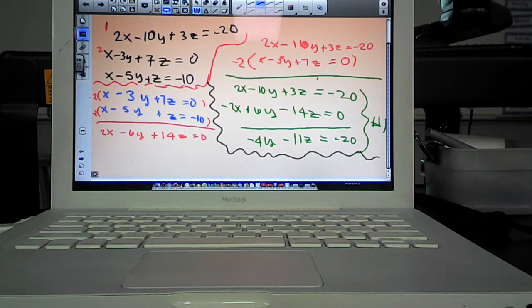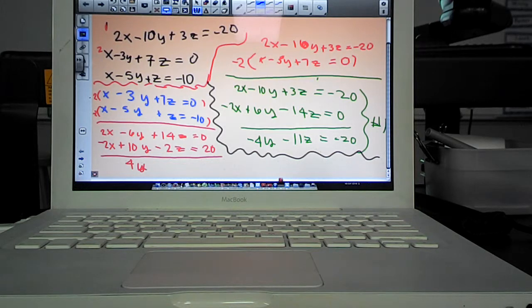equals 0, because again, 0 times anything is 0, and -2x plus 10y minus 2z equals 20.